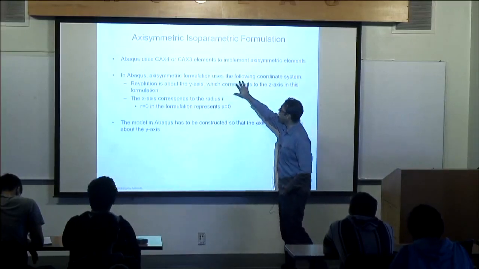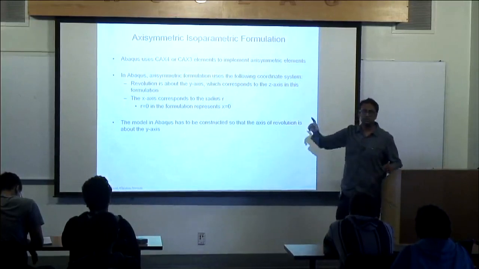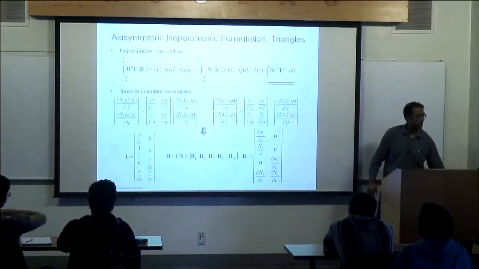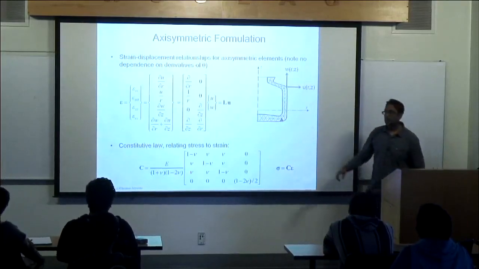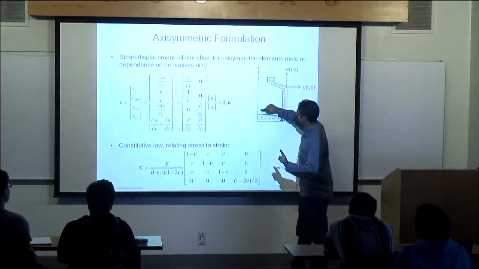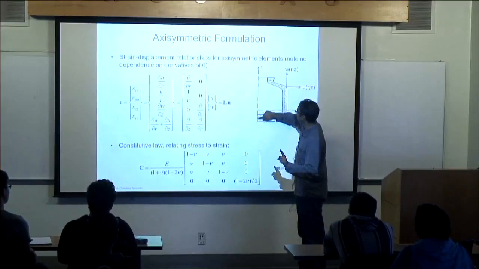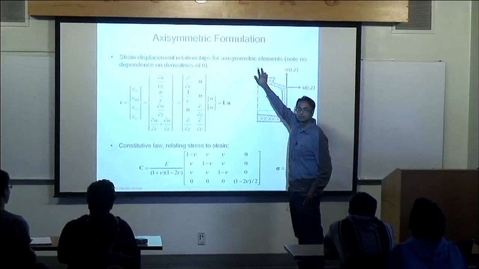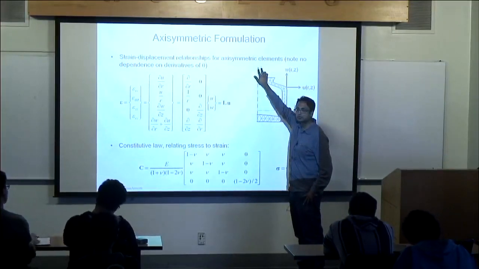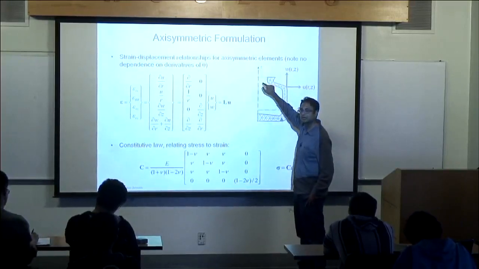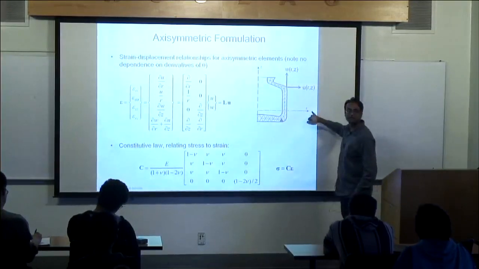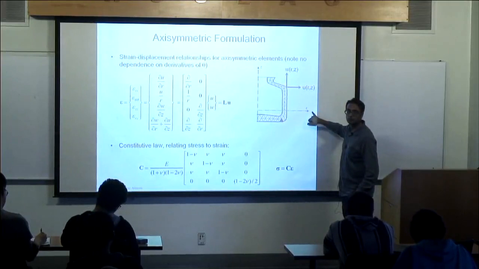In Abaqus, the axisymmetric formulation uses the following coordinate system. This is a tricky thing that I want to make sure you follow. Instead of reading this, I want to take you back to the picture so you don't get confused. In Abaqus, take your solid of revolution: your axis of revolution is going to be y, not z. Keep that in mind. Instead of z, which is our formulation, in Abaqus the axis of revolution is y. The radial coordinate r is x. Write that down. Are you following?